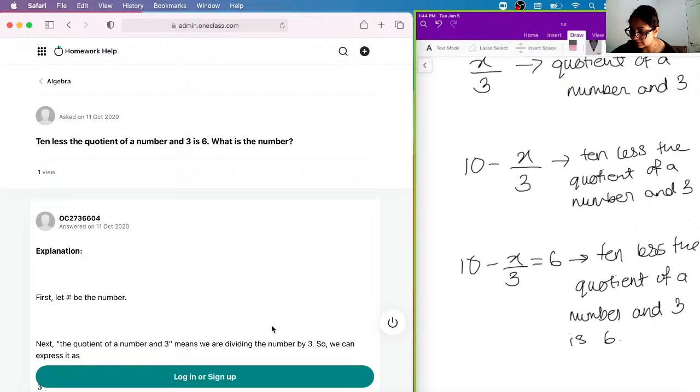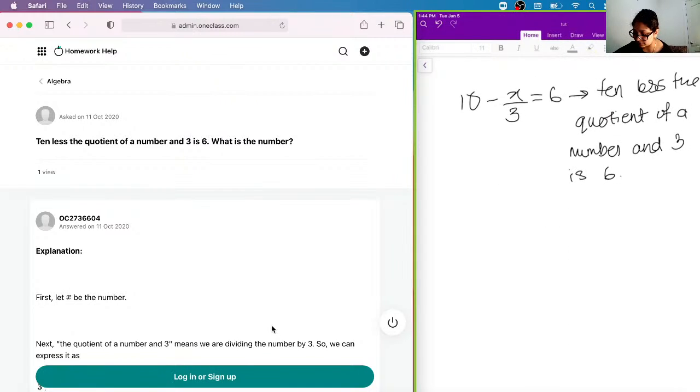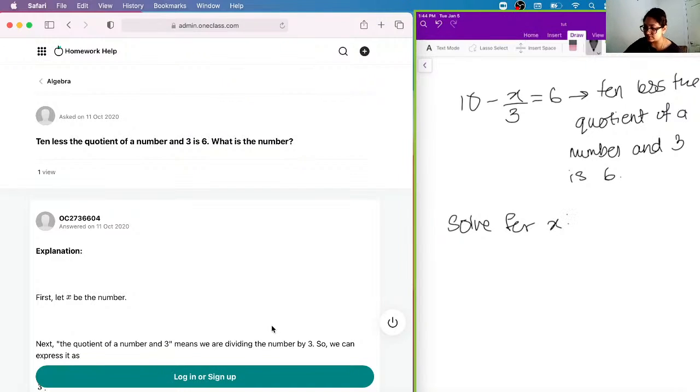So basically this is the equation that we have got. Now we just have to solve for x. So we just say solve for x. Okay, so this is basically simple isolating.